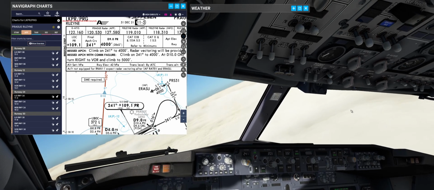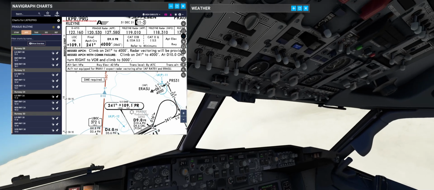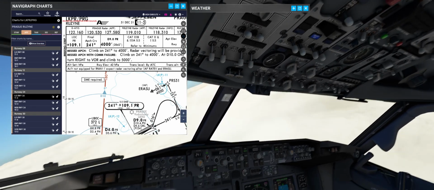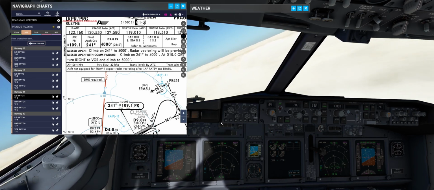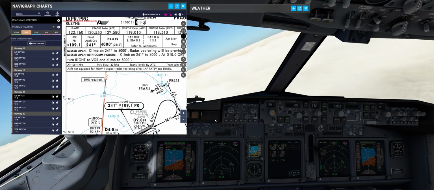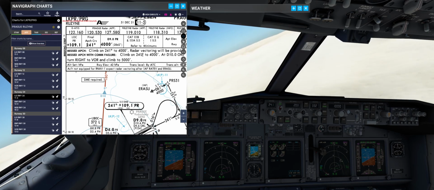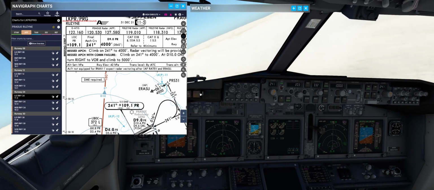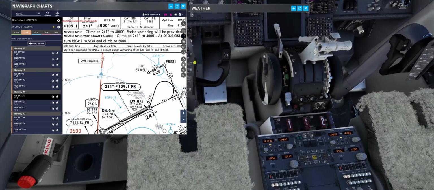As I said before, start the APU. In case you lose your generator, you can easily put it on the bus and continue with your autoland without any further problems. But this failure can occur up to 800 feet, not below, because below it's not applicable. Anyway, we briefed the missed approach. It's basically 241 to 4000 feet and straight ahead with the vectors. It's nothing special. And now we have to prepare the radio navigation.